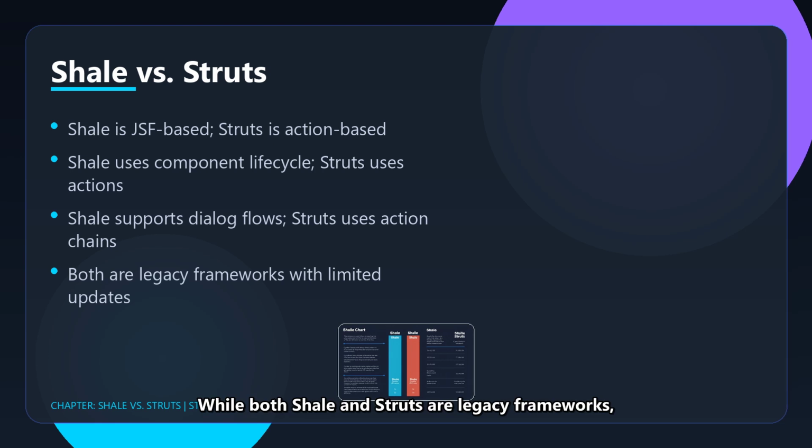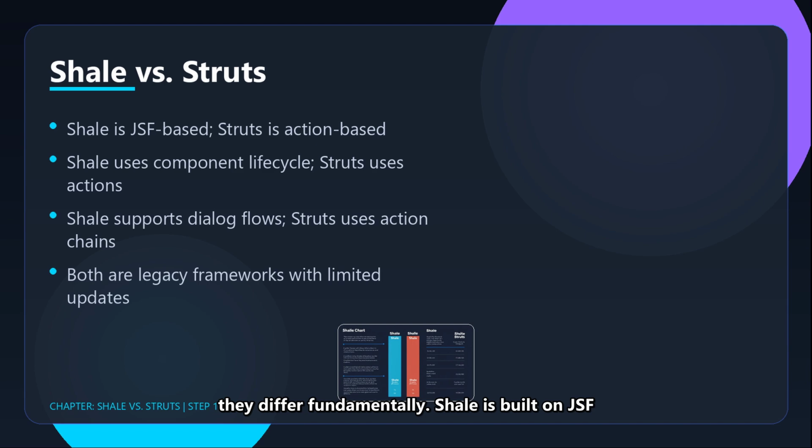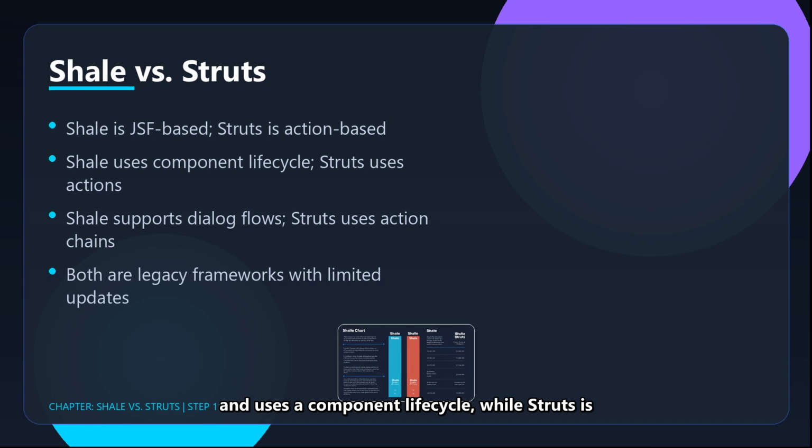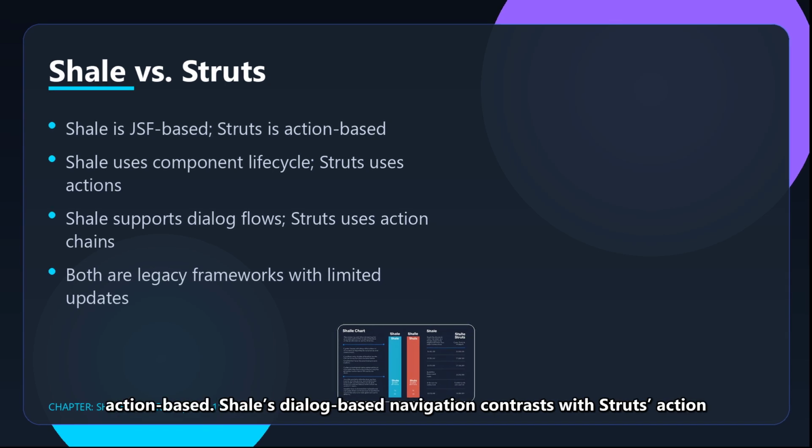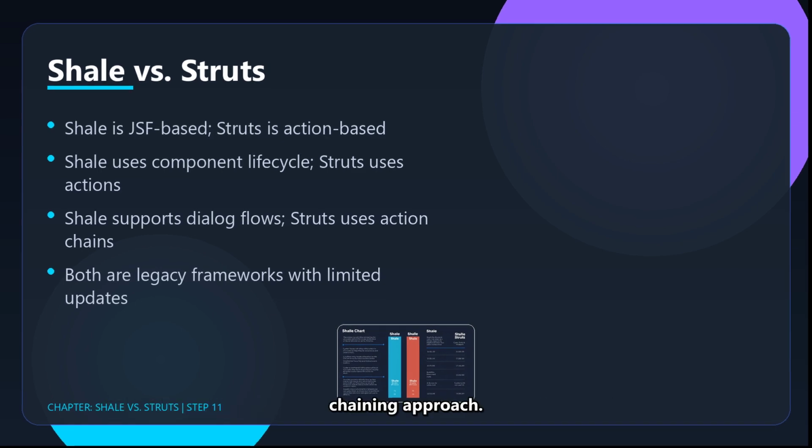While both Shale and Struts are legacy frameworks, they differ fundamentally. Shale is built on JSF and uses a component lifecycle, while Struts is action-based. Shale's dialog-based navigation contrasts with Struts' action chaining approach.